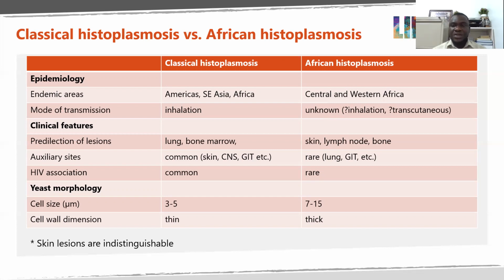And it's rarely associated with immunosuppression. Most cases are diagnosed in immunocompetent people, even though cases in HIV and other immunosuppressed patients have been reported. In the lab, the cell size is bigger than that of variant capsulatum, between 7 to 15 micrometers, and the cell wall is thick.